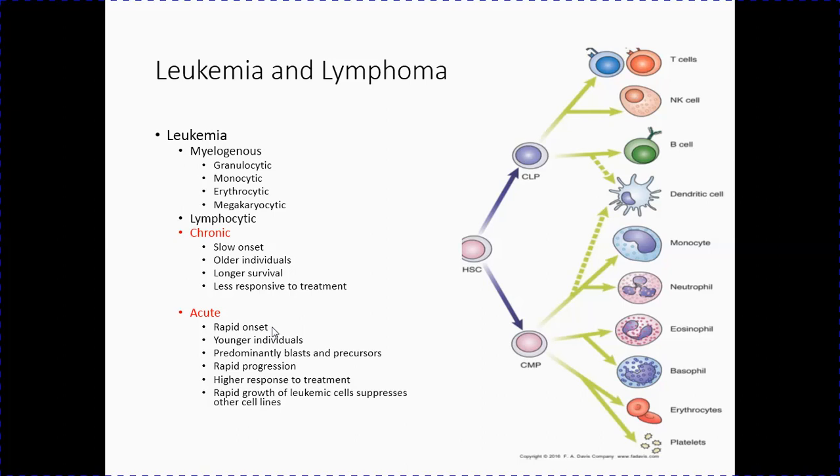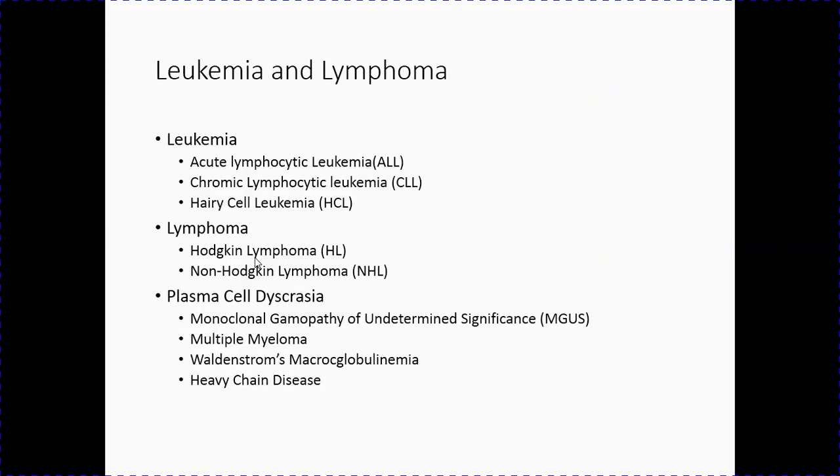And rapid growth of leukemic cells can suppress other cell lines. And that actually can take place in chronic diseases too, although you get a little bit more compensation when you are developing it slowly. But those are generalities about this. So first cut is the cell lineage. The second cut is how is the disease progressing. So that's the general stuff.